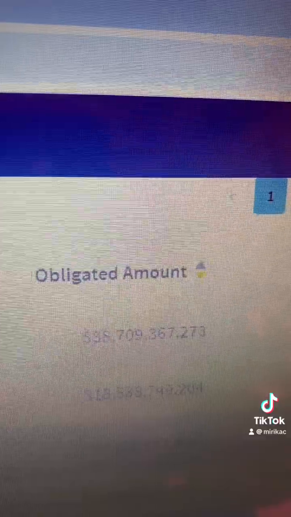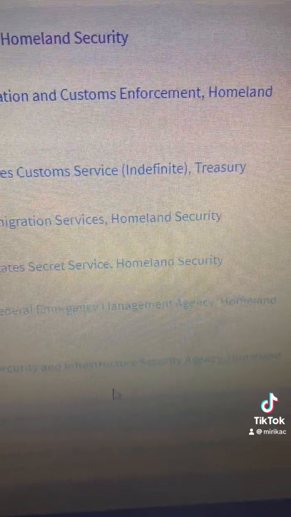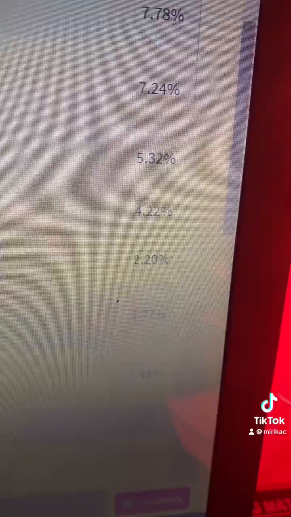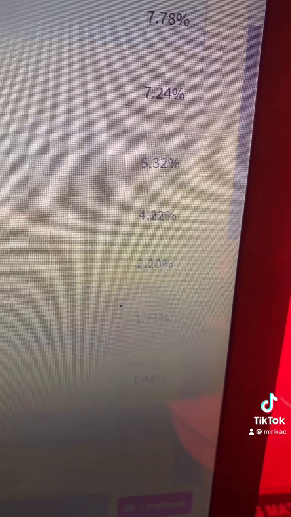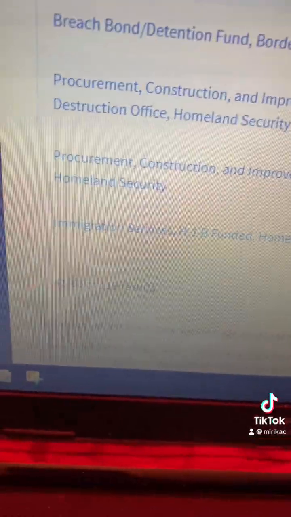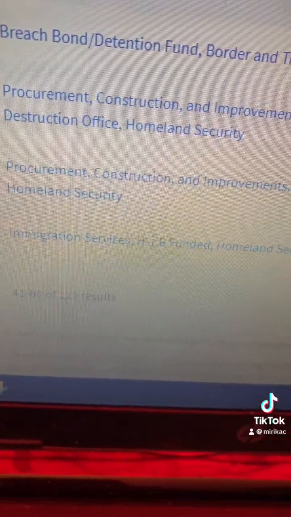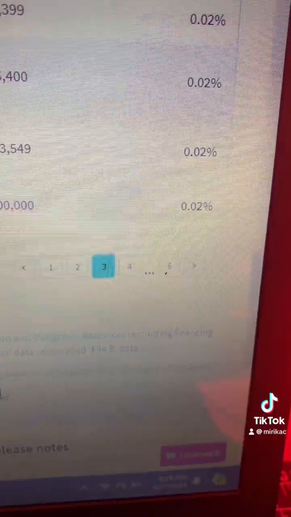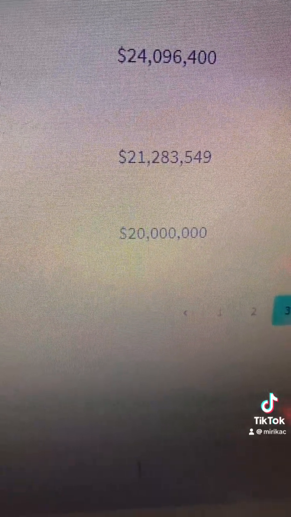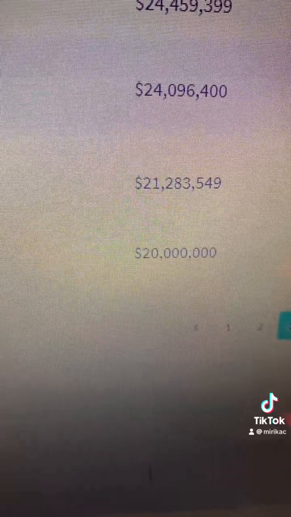Okay, now watch for immigration. Immigration examination fees, services, under Homeland Security. So what we're going to do is follow this over here. It's that much. It's a big difference, right? Those immigration services are only 4% of this. Here's some more immigration services. The H-1B funded, Homeland Security. That gets 0.02%, meaning that much money, okay, of that 100, whatever that was, billion.